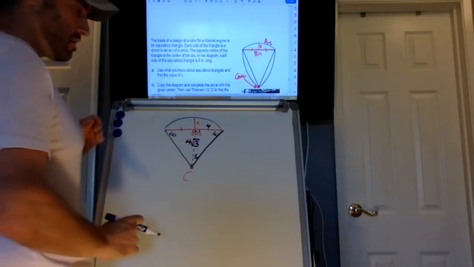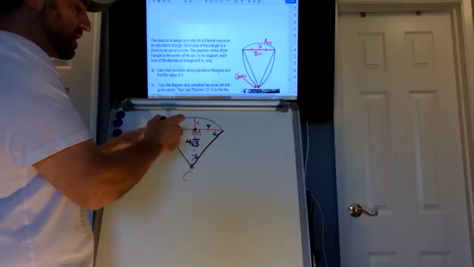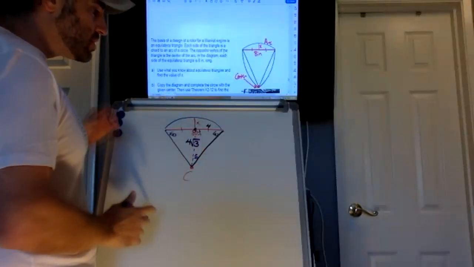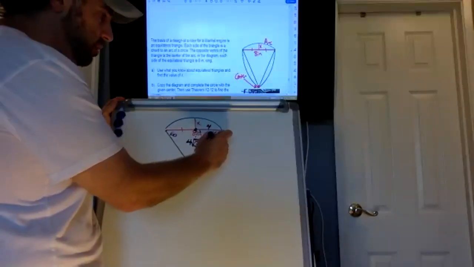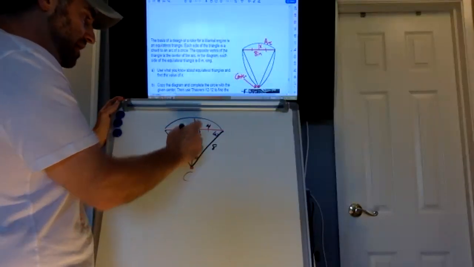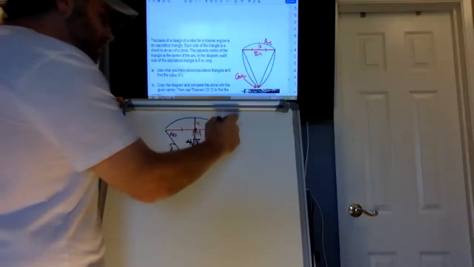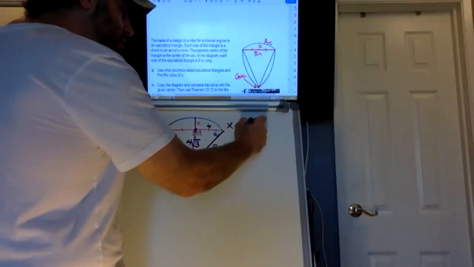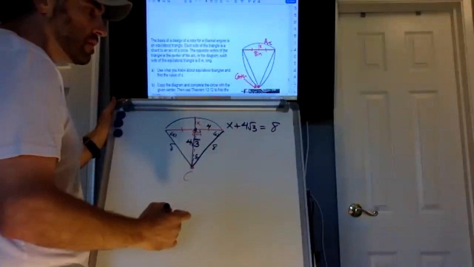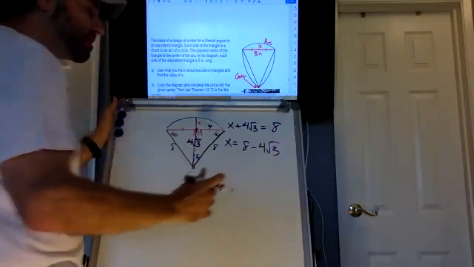Hold on, you're not doing anything with two chords meeting in a circle right now. What you're doing is that if this is a radius to the circle, and that's 8, and that's 8, and this whole thing is a radius to the circle, then that whole thing is 8. So x plus the 4√3 has to be the radius of the circle, which is 8. So x is just 8 minus 4√3. Done.